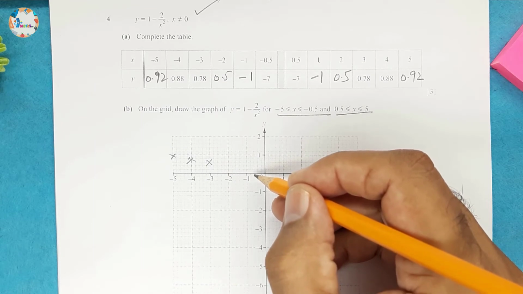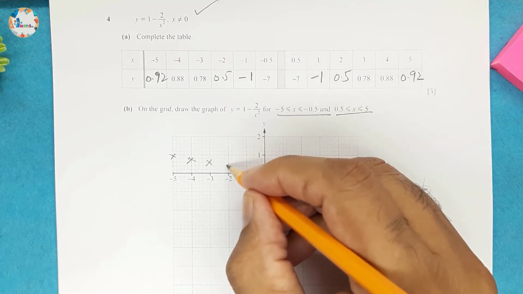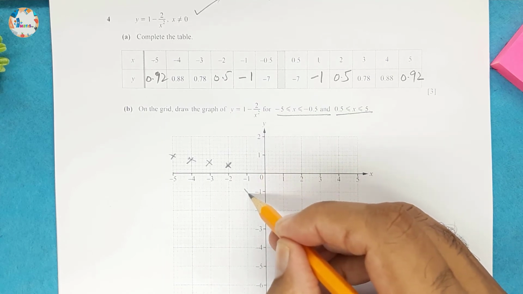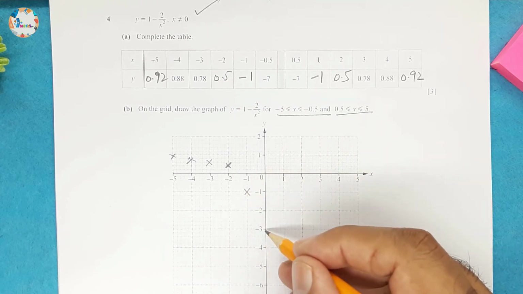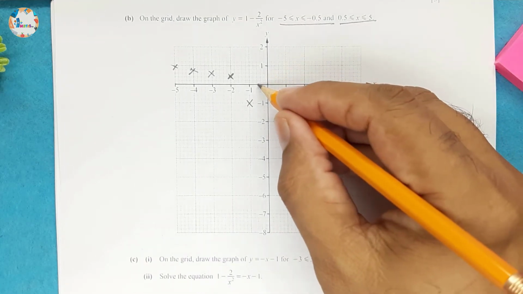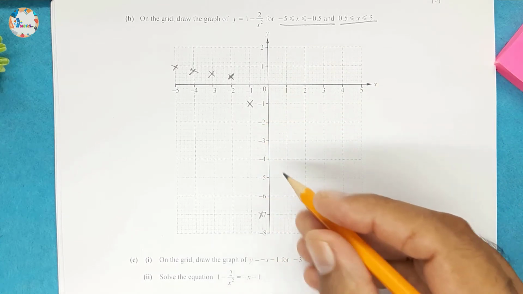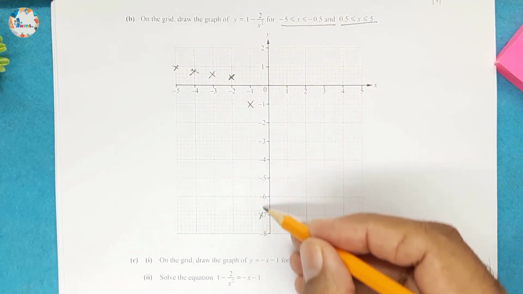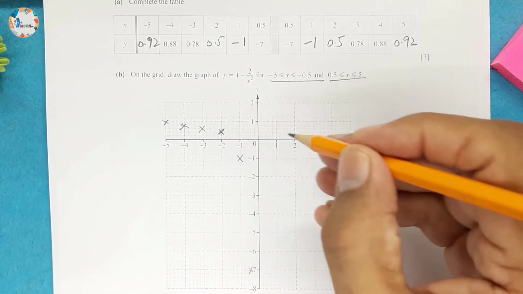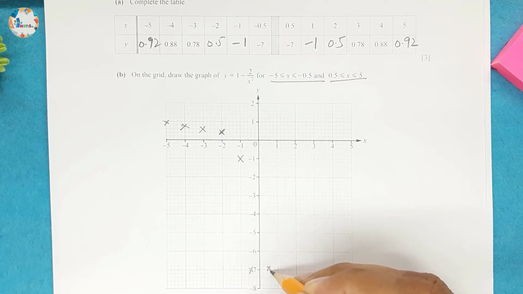Then next comes -2 and 0.5. -2 and 0.5 will be this one. Then -1 and -1 will be this. Then -0.5 and -7 will be this mark. So we'll have to draw a curve like this one. And the second side also, 0.5 and -7 will be on this side over here.